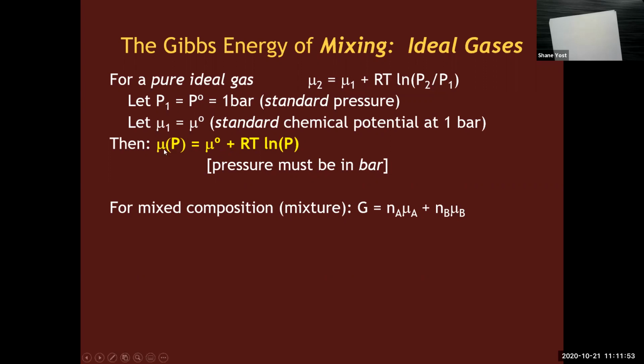The parentheses P here is just saying chemical potential as a function of pressure. The question is whether this mu of P means chemical potential times pressure. No, it's just trying to indicate that the chemical potential is a function of pressure. It depends on pressure, and how it depends on pressure is given as follows. Think of it like f of x. That's what it's trying to say in that expression.